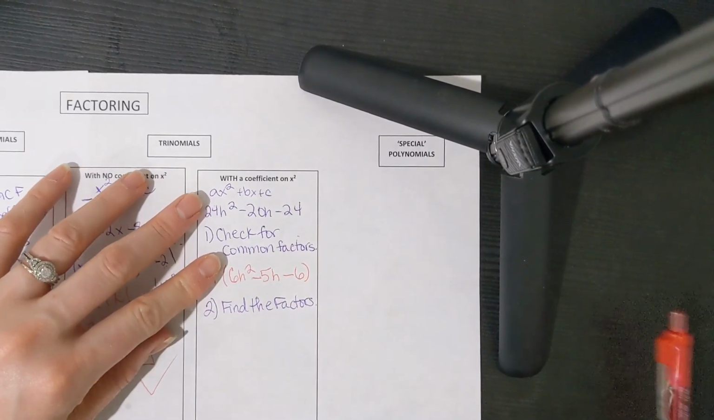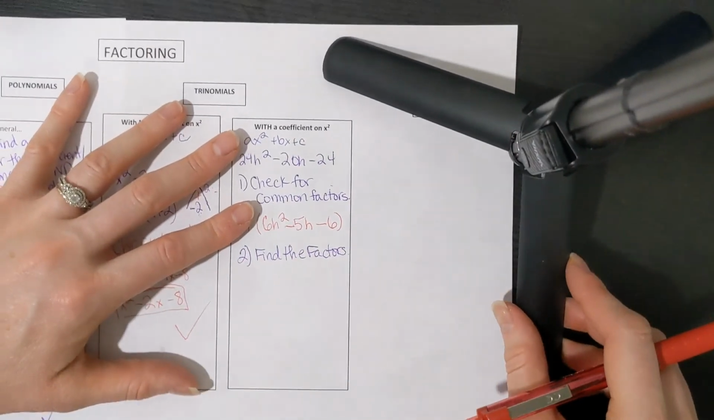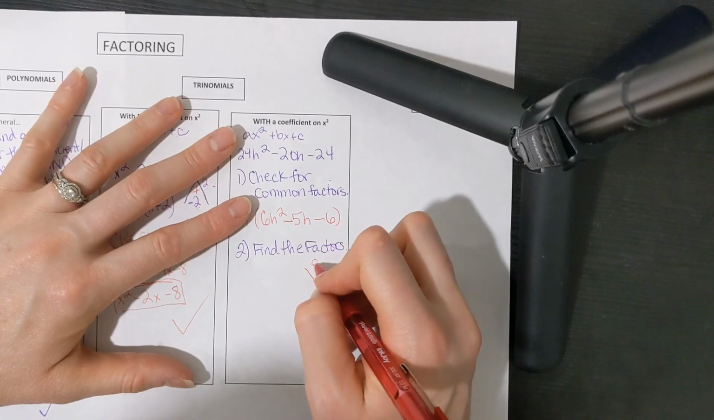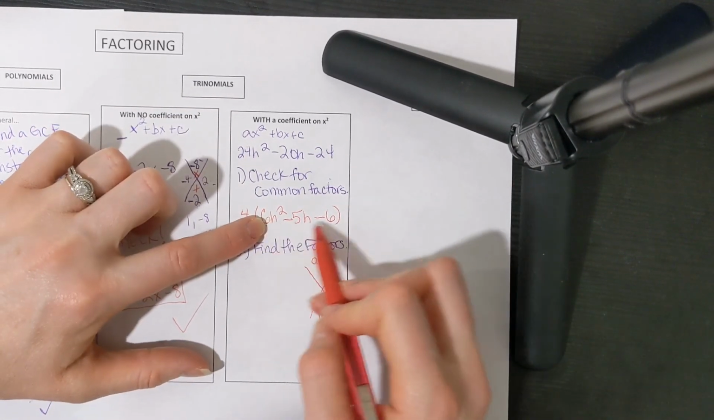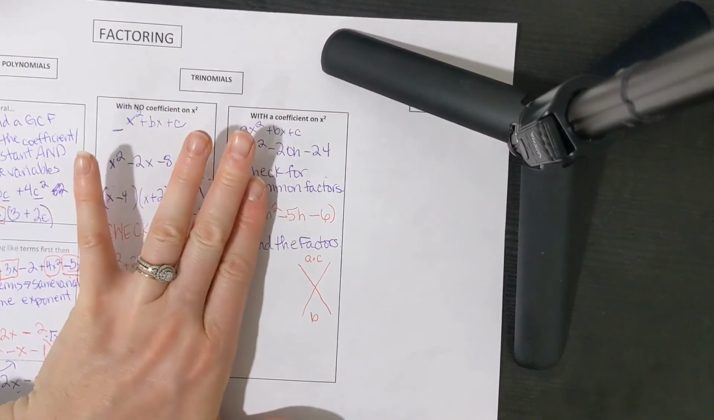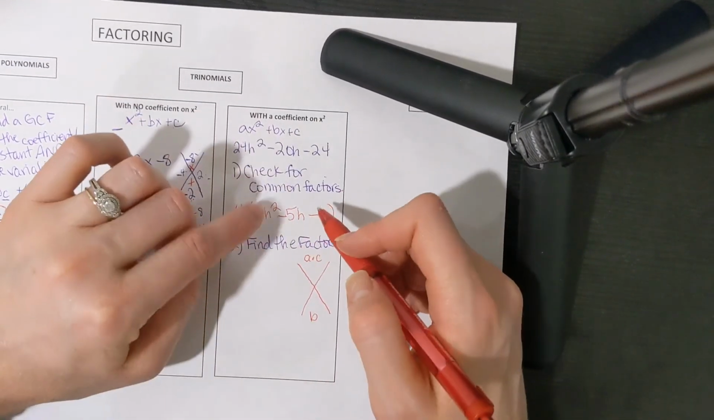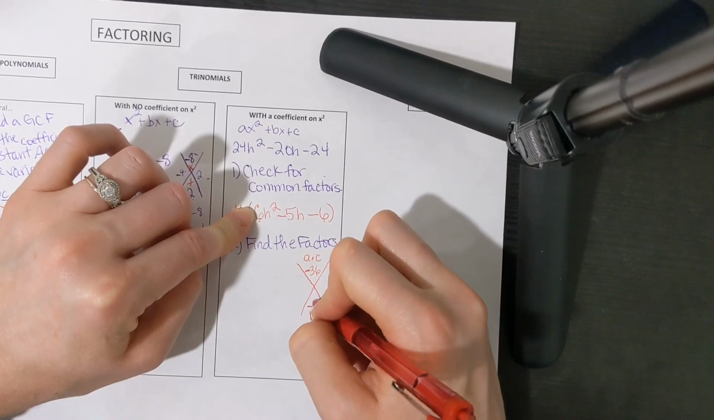So I'm going to use my x once again. Sorry, my tripod gets in the way here sometimes. I'm going to use my x once again. Here I'm using a times c and again b at the bottom. So a times c. Forget about the 4 for right now. I saw a lot of people trying to use the 4. And seriously, don't worry about it until the end. So we have 6 times negative 6. That's negative 36 and negative 5.